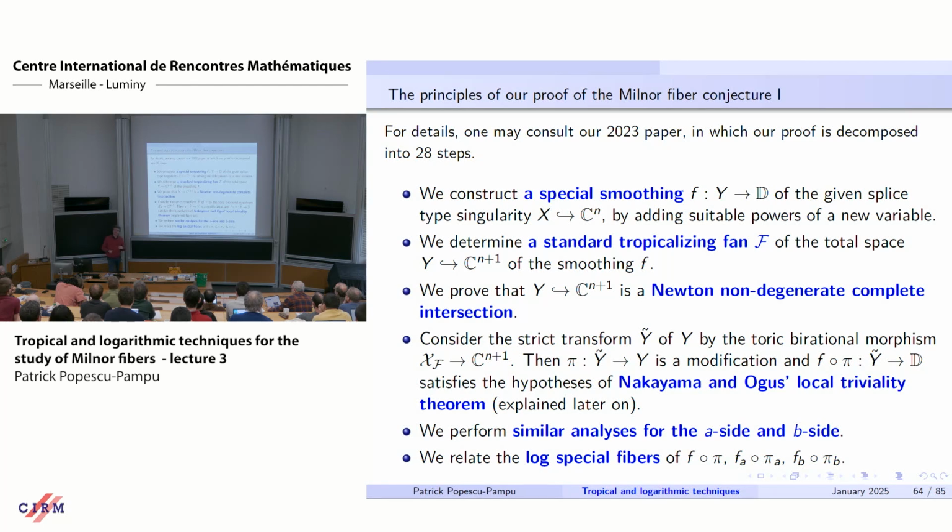And then, sorry? A and B are the two nodes, because the Milnor fiber conjecture speaks about you take an edge between A and B. So we have A side, B side.